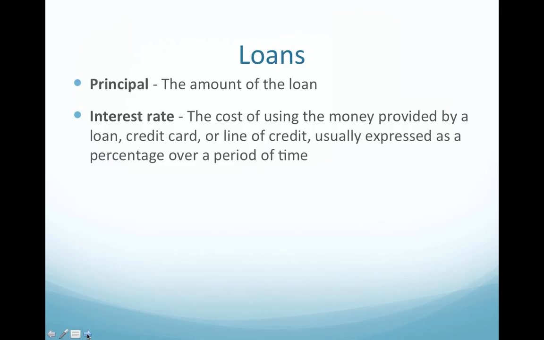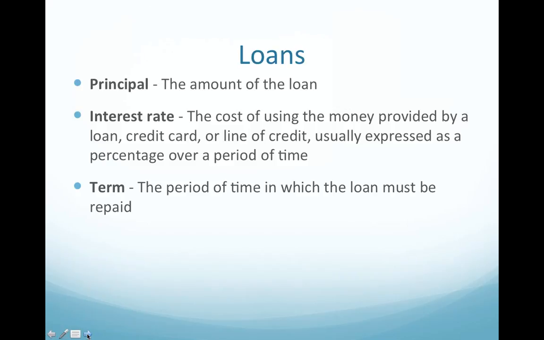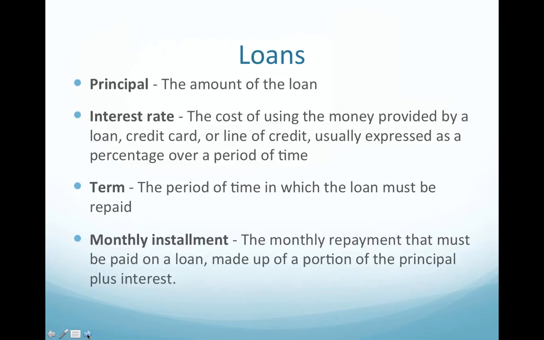Okay, so when we look at loans, the money that we owe, we call that principal. The rate at which the money costs us is called the interest rate. And the term is the amount of time we hold the money for. Monthly installments is how much we pay back each month until we get the loan paid off.